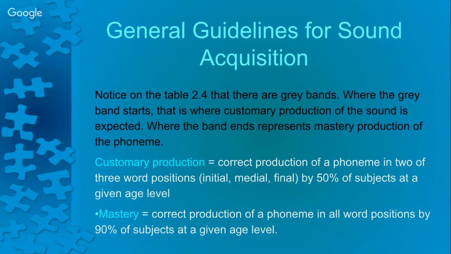Customary production is they can do 2 of the 3. Mastery is they can do all of the 3, and 90% of the children at that age are able to do it. It's why in speech therapy often S and R are treated very late, because mastery, where 90% of the children at that age level can produce R in the beginning, middle, and final positions of a word, comes later, closer to 7 years old than, say, 4.